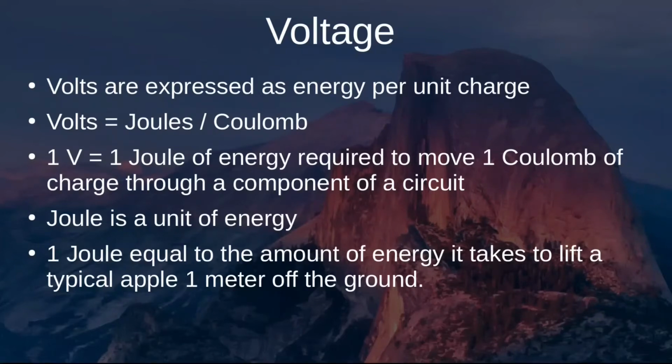Another way of expressing voltage is energy per unit charge. That could be joules per coulomb. A joule is equal to the amount of energy it takes to lift a typical apple 1 meter off the ground. And that's a practical example. A joule is a unit of energy. So 1 volt will equal 1 joule of energy required to move 1 coulomb of charge through a component of an electrical circuit.